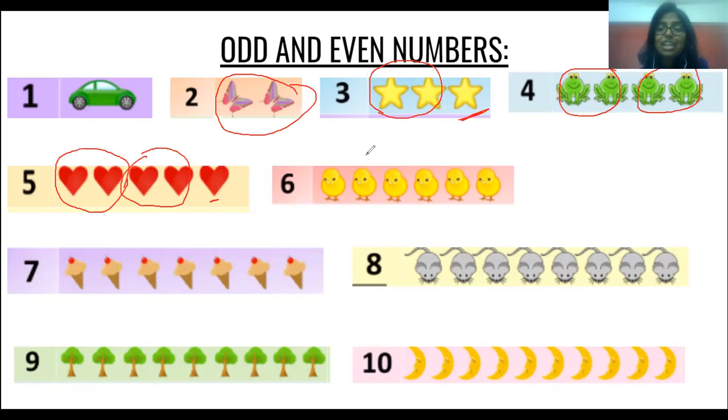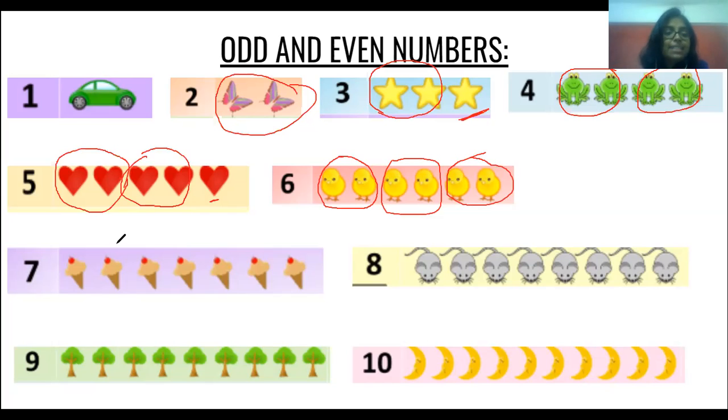We see 6 chicks here. So we're going to start grouping them in groups of 2. Pairs of 2, partner. Pairs of 2, partner. And pairs of 2, partner. We see no one's left alone and everyone has a partner and a pair is in a pair of 2. So this is an even number.